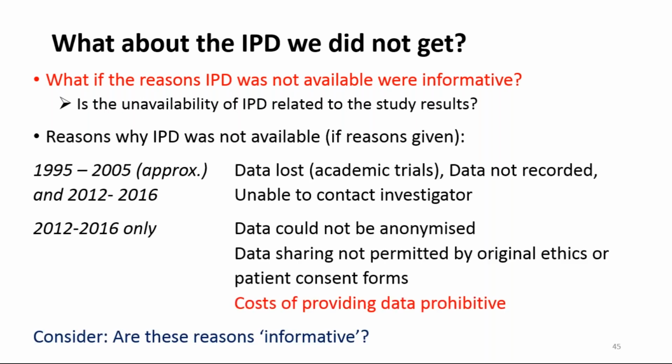Then some of the more recent results that I was provided with for why IPD wasn't available: data couldn't be anonymized, or data sharing wasn't permitted by ethics approval forms or patient consent forms. And there was also, from the 5 trials that we didn't get from CSDR, we were told that the costs of providing data were prohibitive, so lack of resources. So we need to consider, are these reasons informative? Are they related to the study results? That's something to think about.